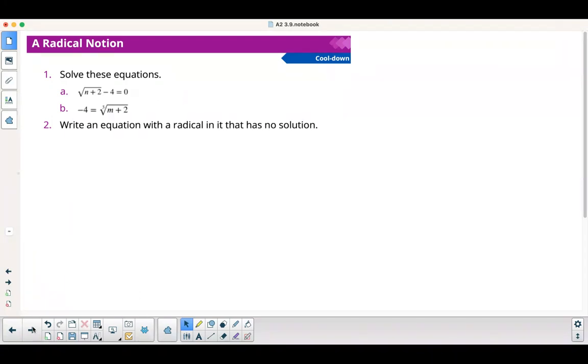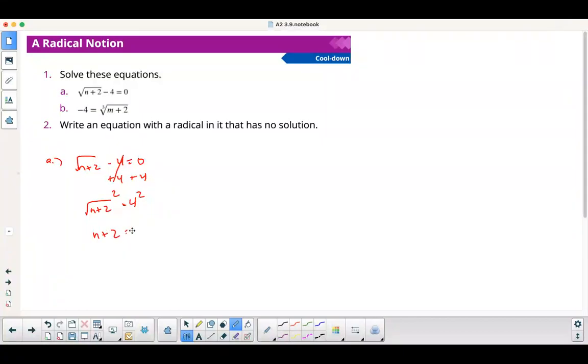All right, for our cool down, let's see here. I'll do the first one here for A. I'm going to add 4 to both sides. Square both sides. I get n equals 14. I'm going to plug it back in. Square root of 14 plus 2 is 16. Minus 4 equals 0. 4 minus 4. 0 equals 0. That checks out.